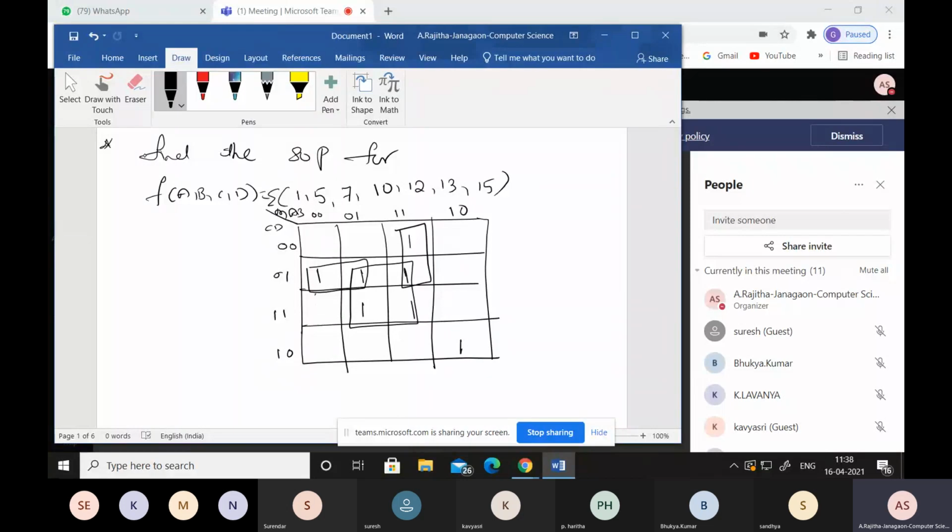But here, this one is adjacent to here and one is adjacent here. This one is adjacent to here and this one is adjacent to here. So now one is adjacent to here and this one is adjacent to here. So all these four form a quad. So now this is the quad and this is a pair and this is a pair and this is a single element, a single term.